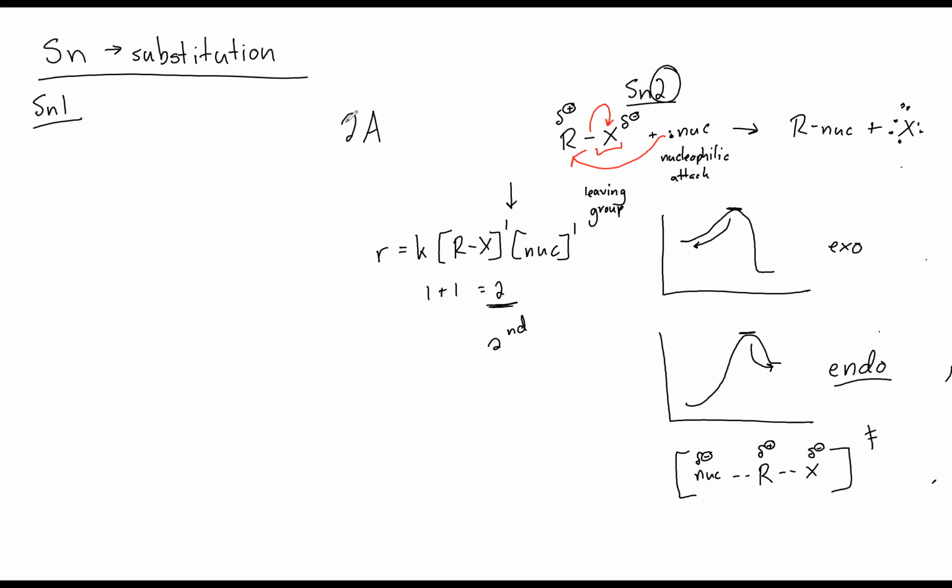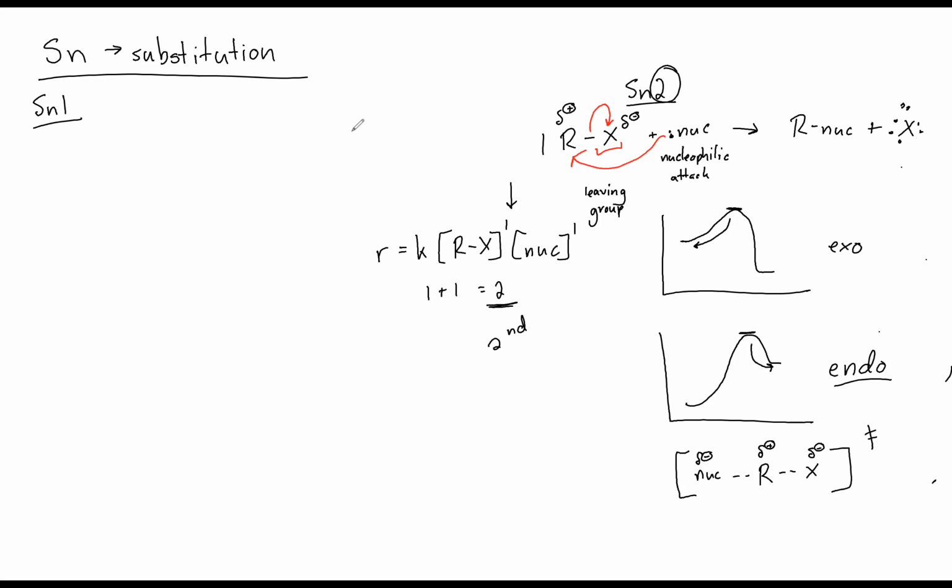Sorry, so if I had 2A plus B yields C, then I would have A to the second and just B to the first. With our SN2, they're both 1 and 1. So we'd say RX to the first, nucleophile to the first, 1 plus 1 is 2, second order. This other equation would be third order because 2 plus 1 is 3, but again, we don't have to worry about that too much. SN2, and I hate using the word always, will always be second order. Okay? Does that all make sense?